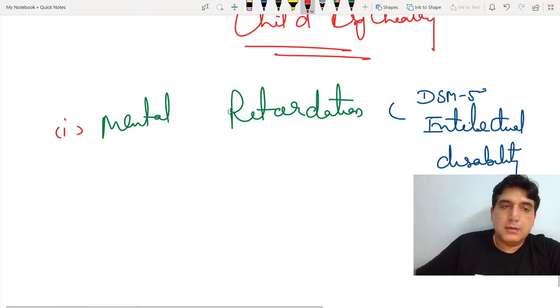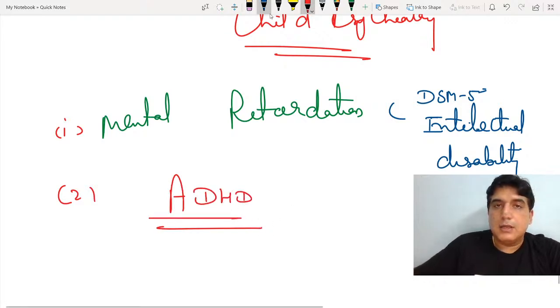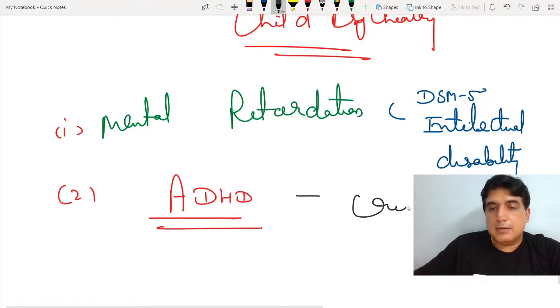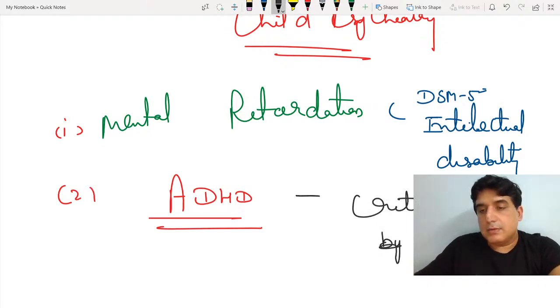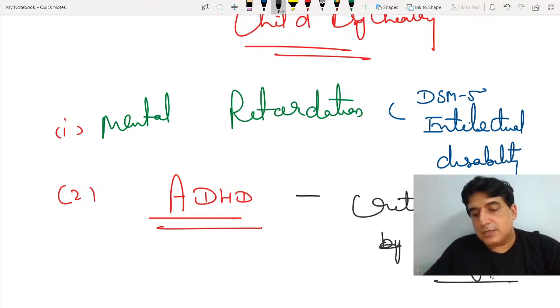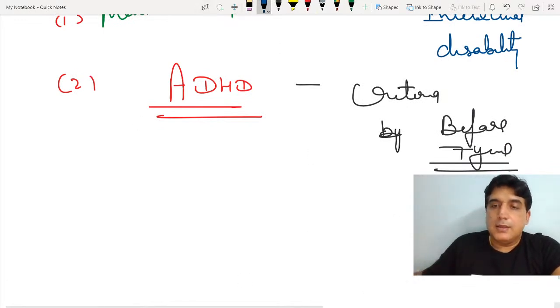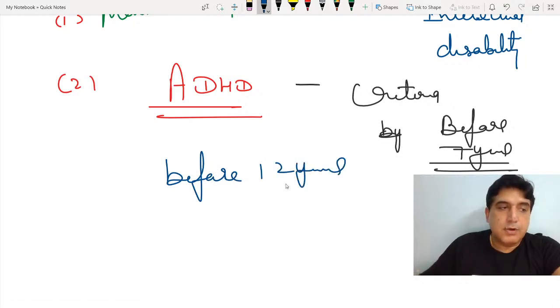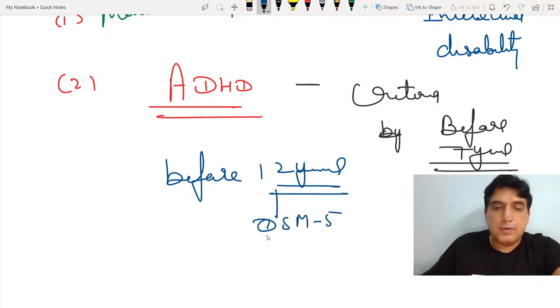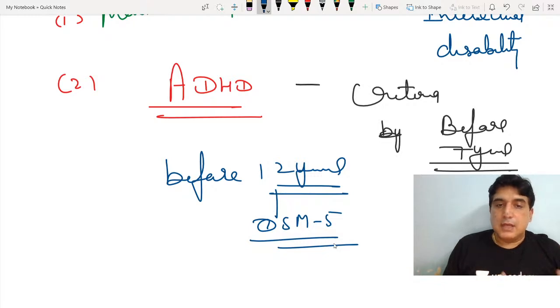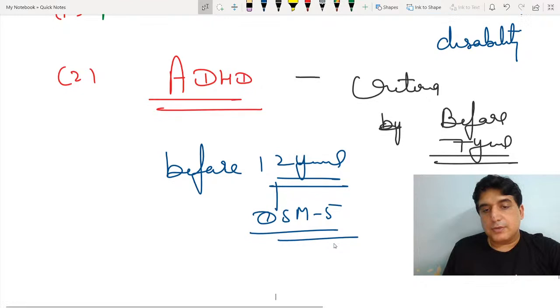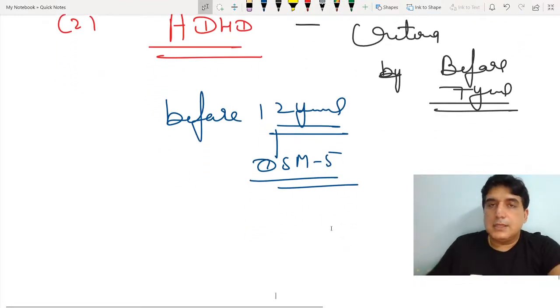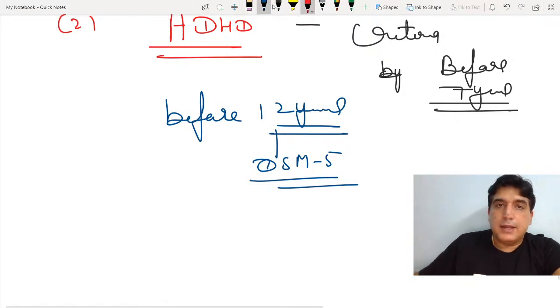In ADHD, attention deficit hyperactivity disorder, before we had an age criterion: we used to make a diagnosis of ADHD before 7 years of age, but now it is before 12 years of age in DSM-5. So before we were saying before 7 years of age, now we say before 12 years of age. Okay guys, this is a change in ADHD.